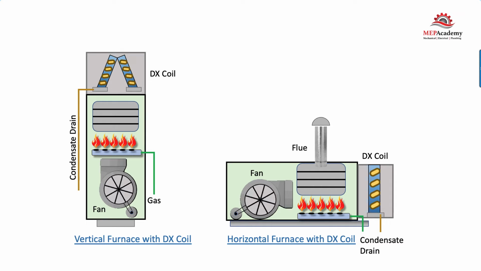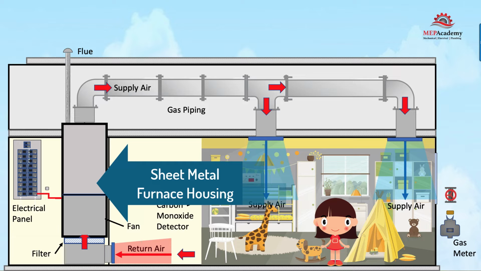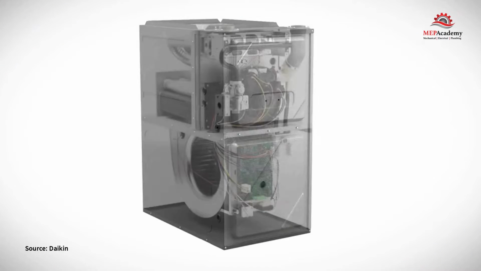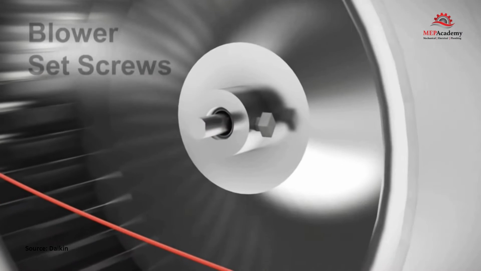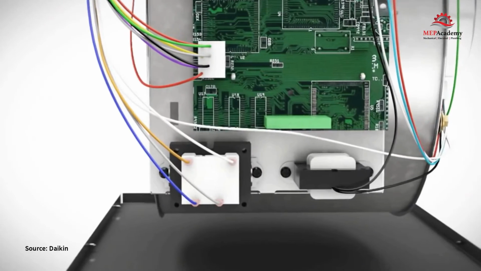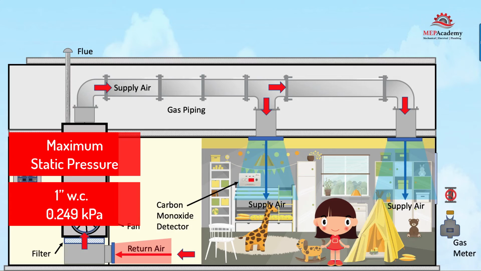Construction of a furnace. The furnace can be installed vertically or horizontally in a closet, basement, attic, crawl space, or equipment room. The furnace is housed in a sheet metal casing. The latest models use a variable speed fan to blow air over the heat exchanger. These types of fans have direct drive ECM motors that are much quieter and run more efficient than traditional fans. The fans don't handle a lot of static pressure, often a maximum of 1-inch water column, 0.249 kPa.